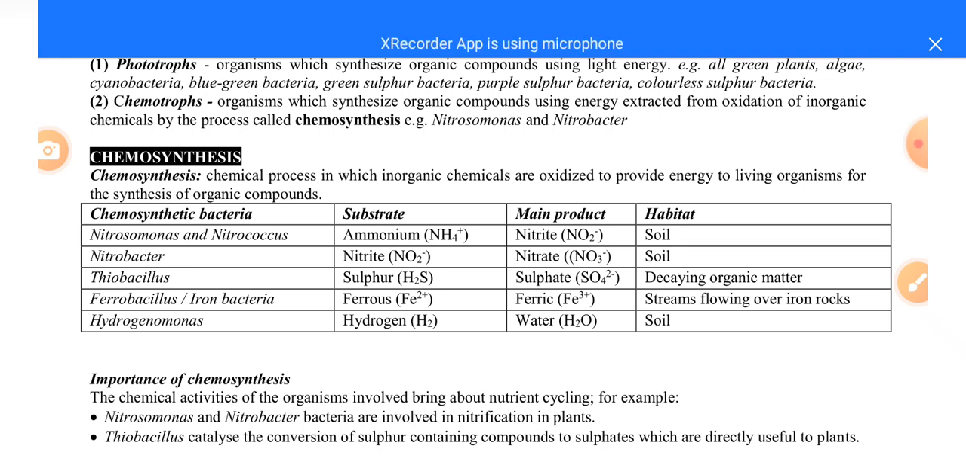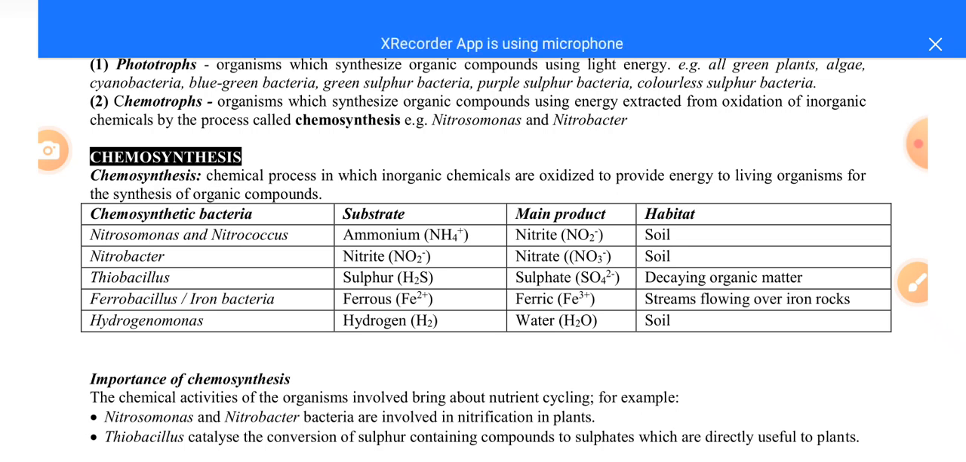So from there, we have also what we call the Nitrobacter. So the Nitrobacter, these ones, they work on the nitrite, and they convert this nitrite into its main product, which is nitrate, and the habitat is the what? The soil. Then the third one is the Thiobacillus.